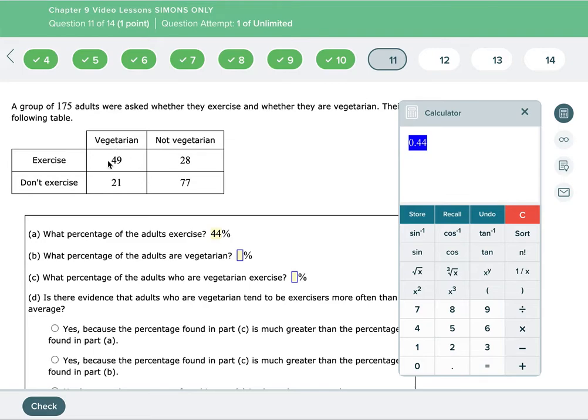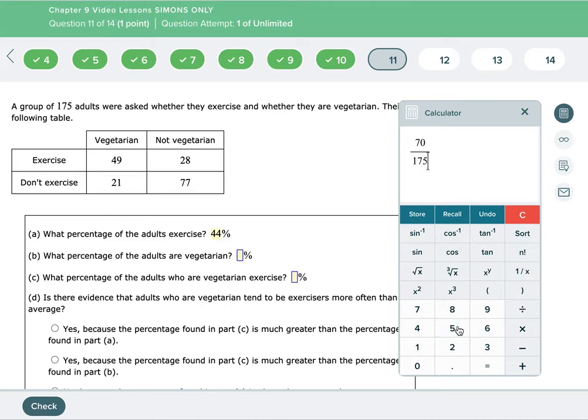All right, what percentage of the adults are vegetarian? So all these people right here, if you look at the vegetarian column, there's 49 that exercise and 21 that don't. All of them are vegetarian. So 49 plus 21. All right, I believe that's 70, but let's see. Yep, 70. So it's 70 out of 175 people are vegetarian. So definitely less than half.